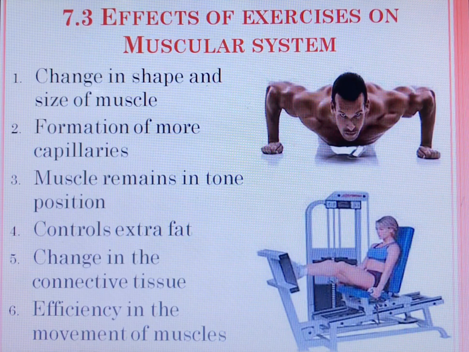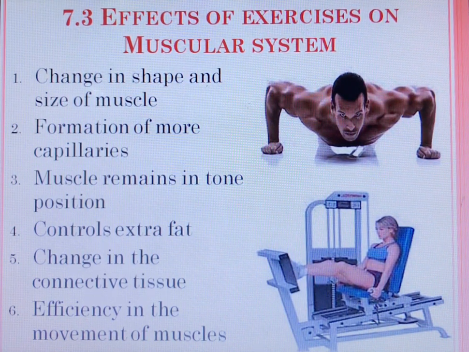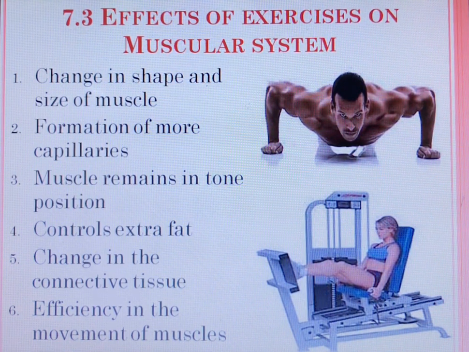The second point is formation of more capillaries. So when we perform regular exercise, the color of our muscles is changed. So what will happen? A number of new capillaries are formed. Through that, very good, better and efficient blood circulation will be there in the muscle, so that the color of the muscles can be changed. And the third point is muscle remains in toned position.